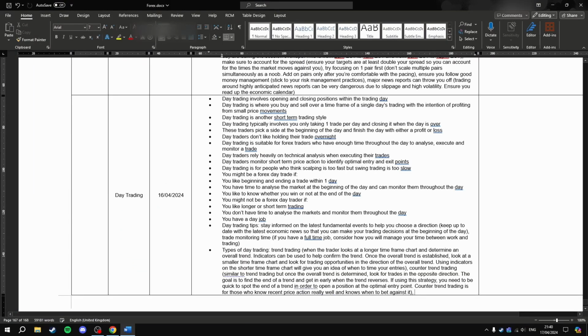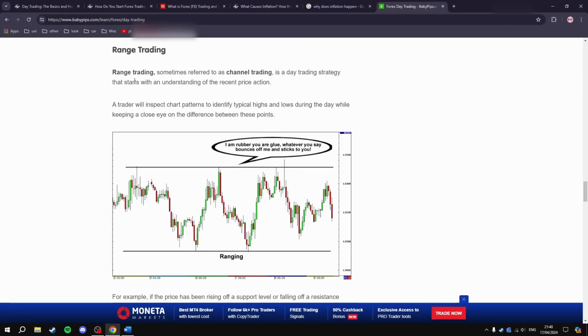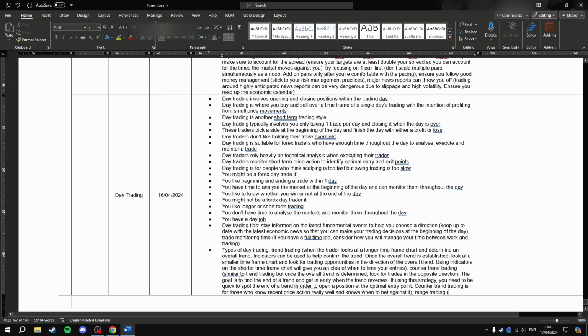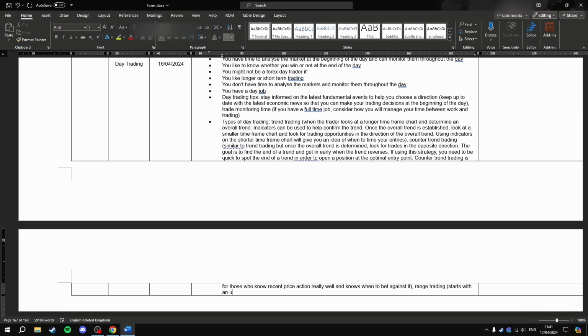Range trading. Range trading, sometimes referred to as channel trading, is a day trading strategy that starts with an understanding of the recent price action. A trader will inspect chart patterns to identify typical highs and lows during the day while keeping a close eye on the difference between those points. So it starts with an understanding of the recent price action.